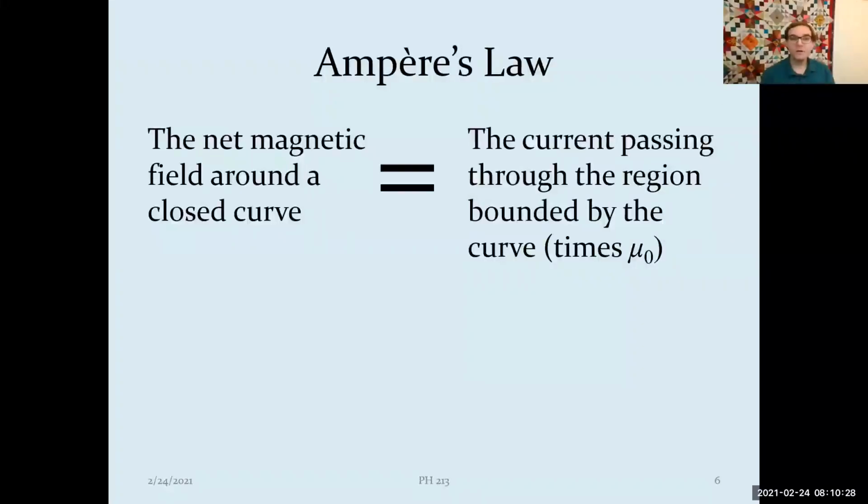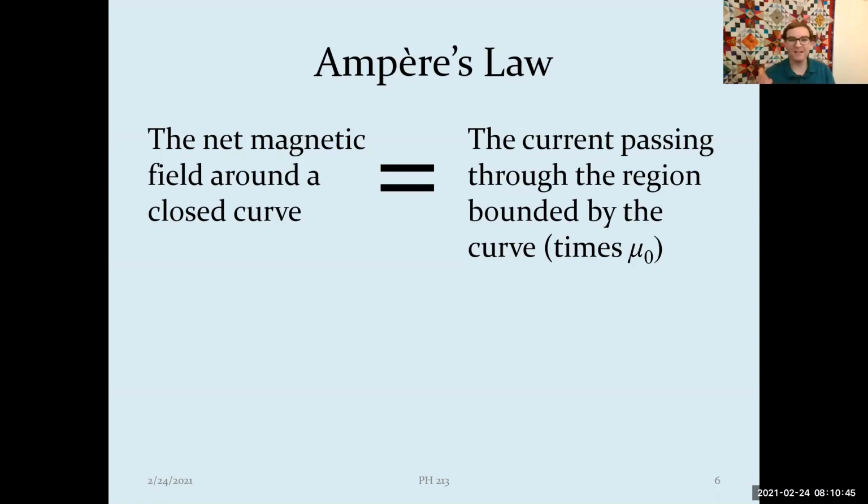Welcome, everybody. So today we're going to talk about Ampere's law. Now, Ampere's law is kind of the magnetic equivalent of Gauss's law, which we covered a few weeks ago. Ampere's law says that the net magnetic field around a closed curve is equal to the current that passes through the region bounded by that curve.